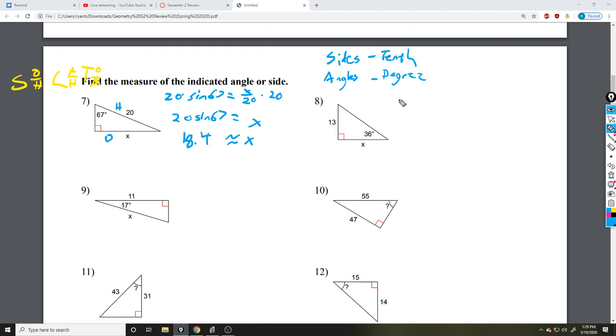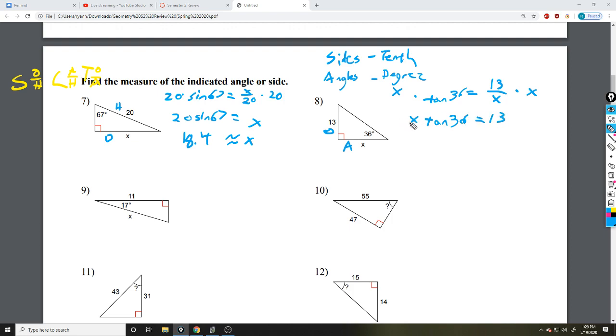Next one, we should be using tangent, because we know opposite, we're trying to find adjacent. Opposite and adjacent, that's tangent. So tangent of my angle equals opposite over adjacent. Opposite is 13 over adjacent, which is x, the one we're trying to solve for. So we're going to multiply by whatever's on the bottom to get rid of the fraction. And we have x tangent of 36 equals 13.